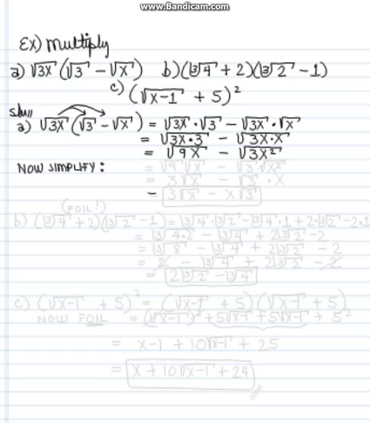So we're going to say bring down the square root of 9 times the square root of x minus the square root of 3 times the square root of x squared. So that's evaluated 3 times the square root of x minus the square root of 3 times x. The x should come in front of the square root. So we have 3 times the square root of x minus x times the square root of 3.